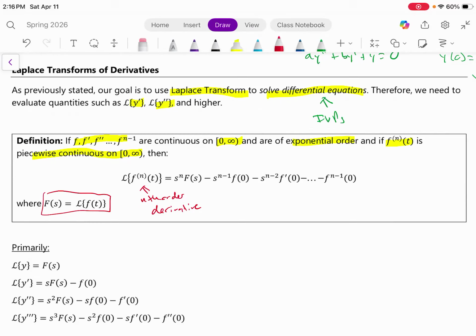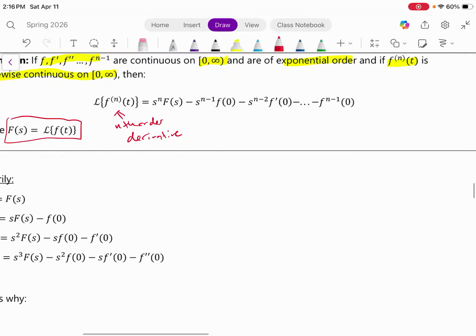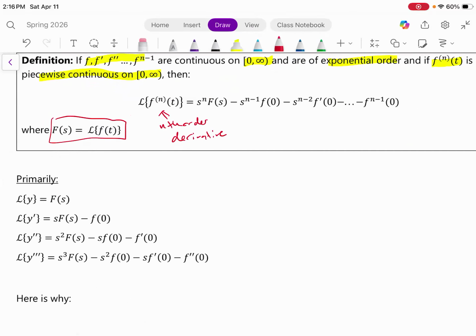Okay, but we're not really going to deal too much with that highest order of derivative. What we're primarily going to be focusing on are the ones more common to us, like y, y prime, y double prime, perhaps y triple prime. We're just going to focus on the second derivative as of now. But just so you know, these are what the Laplace of these derivatives are. And it all derives from this formula and definition.